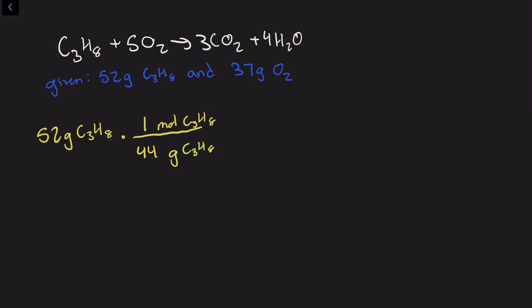So by putting our grams on the bottom, we can cancel them out. Now we're working with moles. We're going to do our mole to mole ratio to convert to CO2. Looking at the equation, it's 1 mole of C3H8 to 3 moles of CO2. So I'm going to put 1 mole of C3H8 giving 3 moles of CO2.